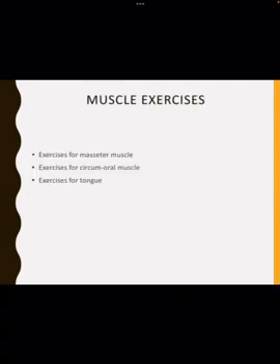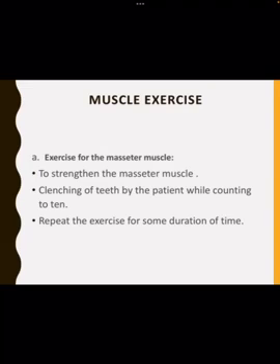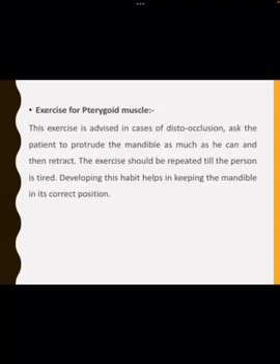Now we have got certain muscle exercises to increase the tonicity of the muscles. Exercise for masseter muscle, exercise for circumoral muscle, exercise for the tongue. The exercise for the masseter muscle is to strengthen the masseter muscle: clenching of teeth by the patient while counting to 10, and repeat the exercise for some duration of time.